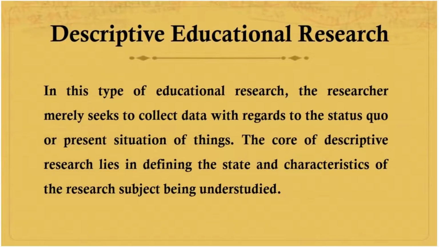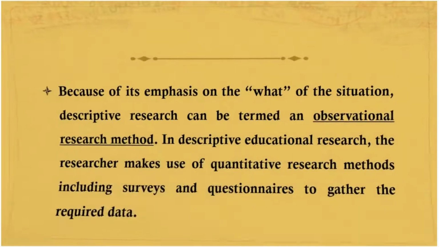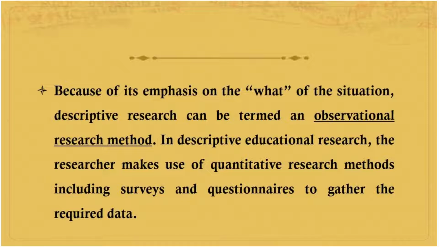Descriptive educational research. In this type of educational research, the researcher merely seeks to collect data with regards to the status quo or present situation of things. The core of descriptive research lies in defining the state and characteristics of the research subject being understudied. Because of its emphasis on the what of the situation, descriptive research can be termed an observational research method.